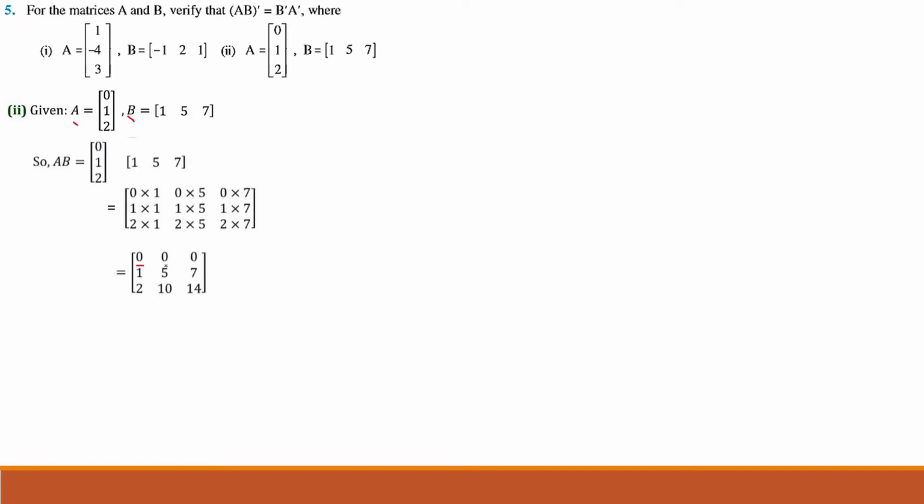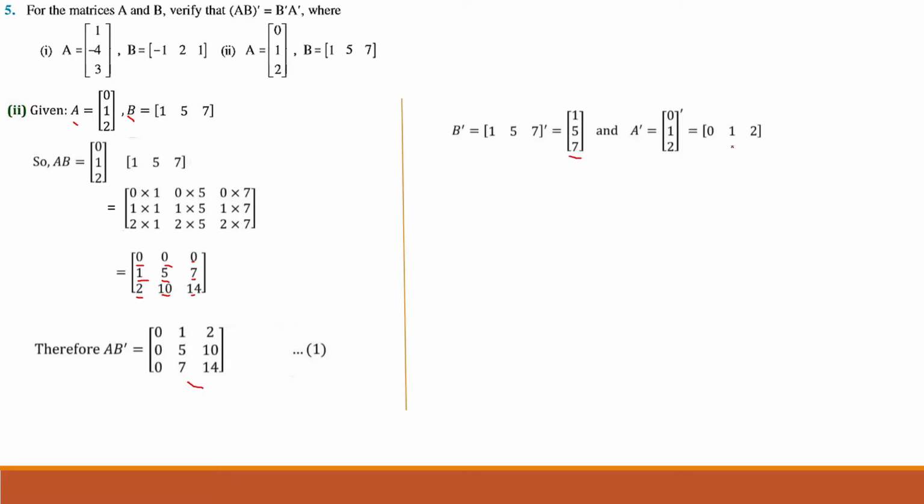Same as problem 1, the second one is also the same. For matrix A and matrix B we first have to do the multiplication, which will be like this: 0 0 1 5 7 2 10 14, and after taking the transpose of this, the first, second, third rows will become the first, second, third columns respectively, and again we will find B transpose and A transpose, and B into A transpose will be like this.